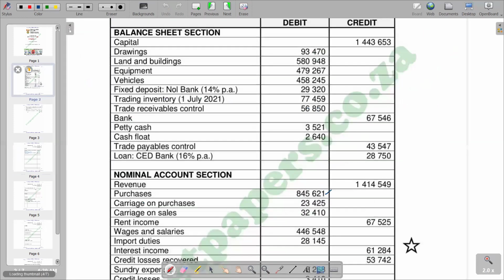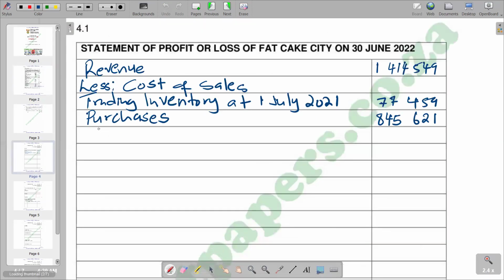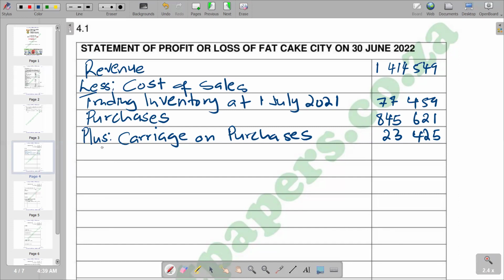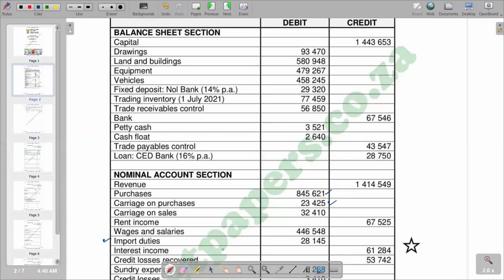Then from adding purchases, we also add carriage on purchases. We check if you've got carriage on purchases; the figure here is 23,425. So moving on, from carriage on purchases, we are supposed to check if we have got any import duties. If you refer back, you see that we have import duties here with a figure of 28,145.